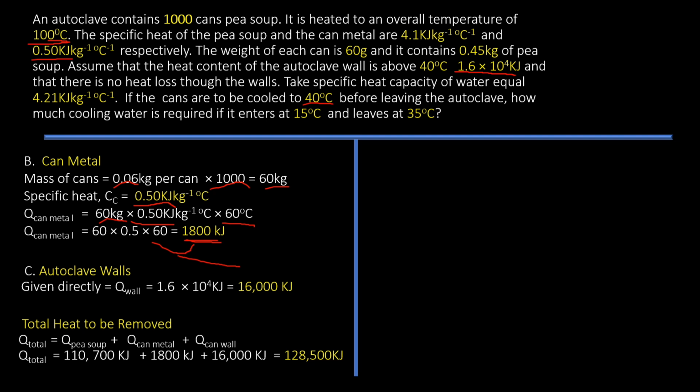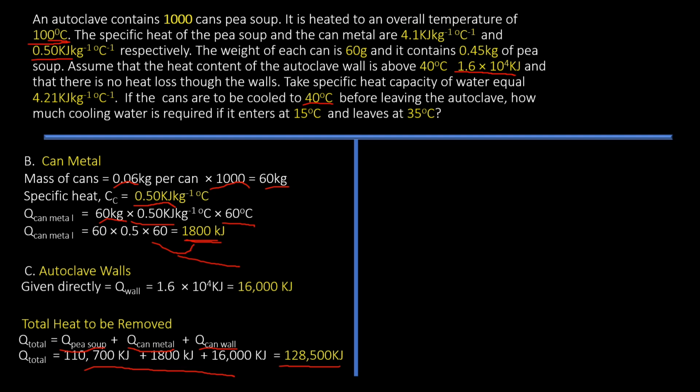You can see it here: the heat loss from the pea soup, plus the heat loss from the can, and the heat loss from the autoclave wall. You can see the three of them were added together here, and then we arrive at 128,500 kilojoule. So 128,500 kilojoule is the total heat that water will absorb from the three of them.